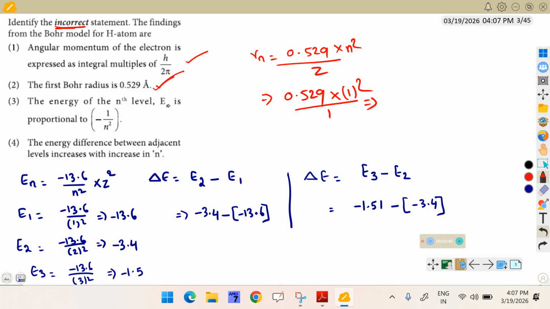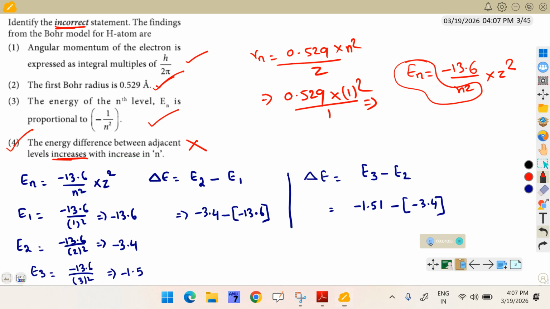The energy of the nth level En is proportional to minus 1 by n square. Energy of nth orbit is equal to minus 13.6 by n square into z square formula. So energy is inversely proportional to 1 by n square. Correct. The energy difference between adjacent levels increases. No, not increases, it decreases. So the fourth option is incorrect.